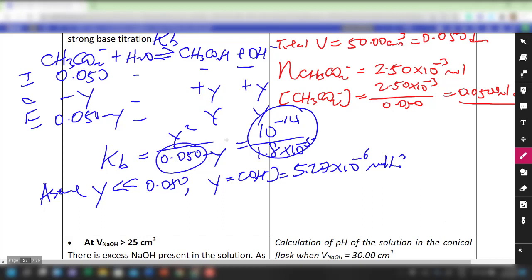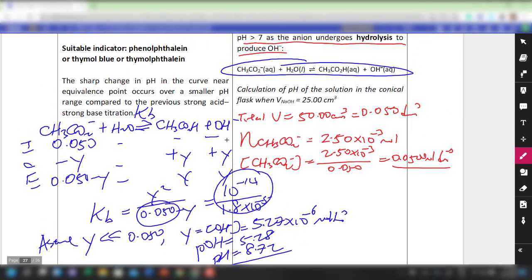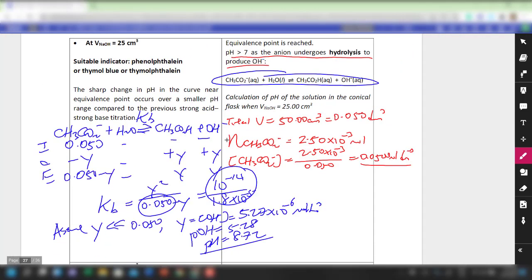And then from here I can determine pOH to be minus log base 10 of 5.27 times 10 to the power of minus 6. Okay, I will be able to get 5.28. So therefore pH is equal to 8.72. Okay, so indeed it is above 7. So the most important thing when you are performing calculations involving salt hydrolysis is to take note of the change in the total volume.